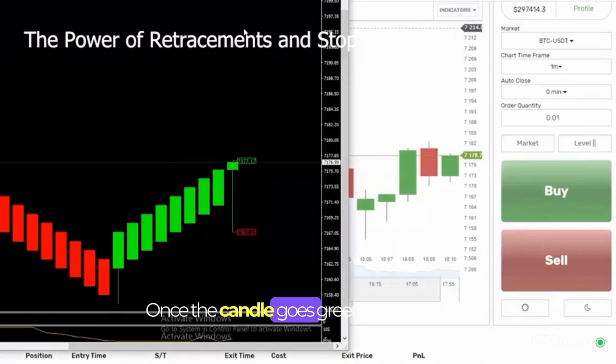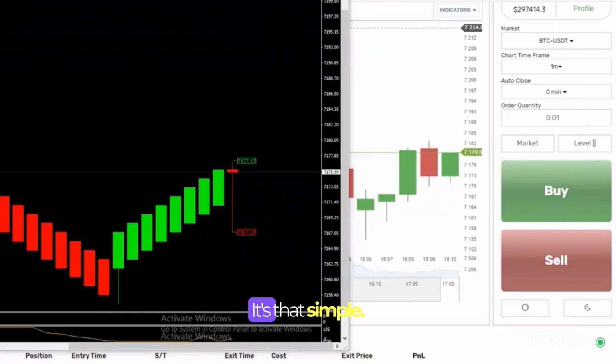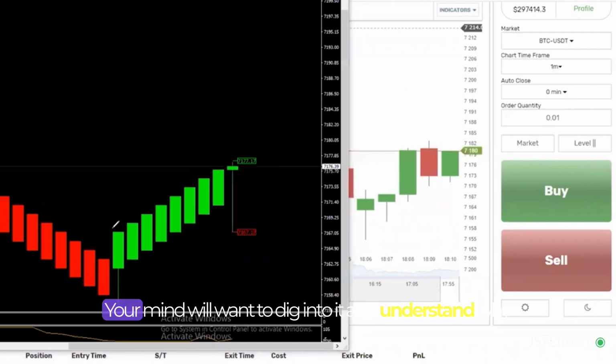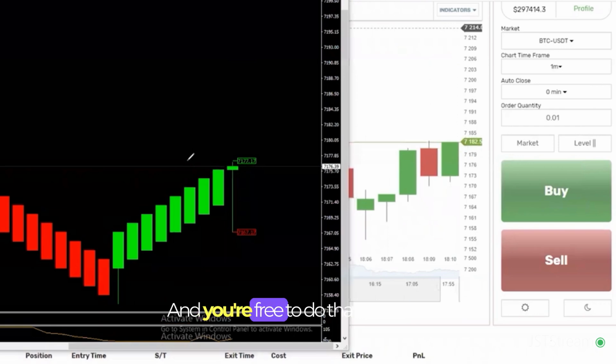Once the candle goes green, we're in a buy. Once it goes red, we're in a sell. It's that simple. Your mind will want to complicate it. Your mind will want to dig into it and understand why and how and etc. and try to put on indicators. And you're free to do that at any time.